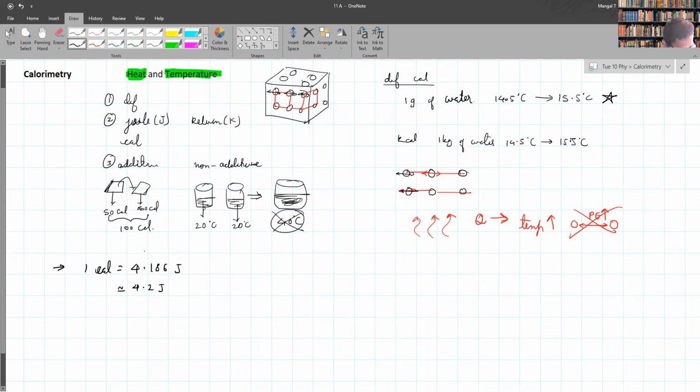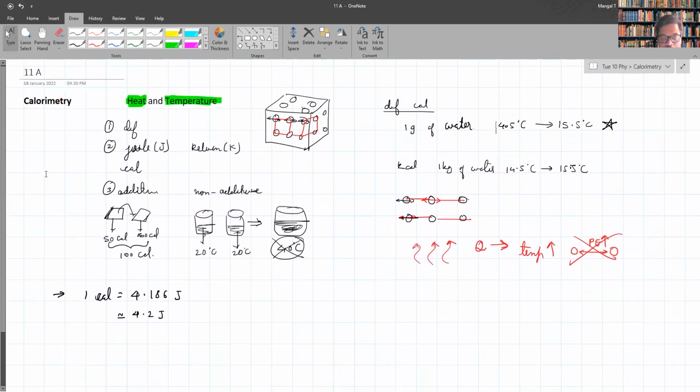So will that potential energy count in 14.5 to 15.5? No, that's what I was saying, that from 14.5 to 15.5, the energy that is supplied is only used to increase the temperature. There is no change in the potential energy.